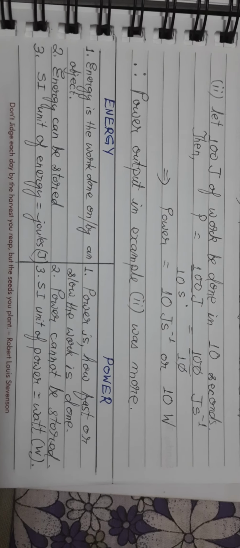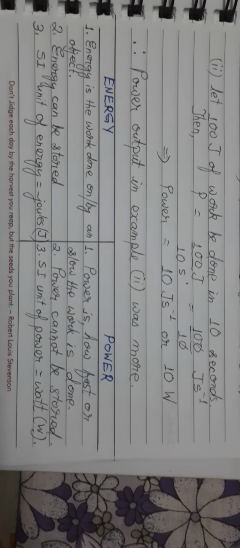Energy is the work done on the object or by the object. Energy is the work done on the object or by the object. Power is how fast or how slow that work is done.